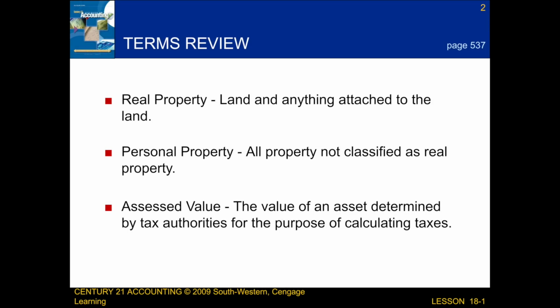Okay, so there are a few key terms that I'd like to go over before we start the accounting part of this lesson. So real property is land and anything attached to the land. Personal property is all property not classified as real property. And an assessed value is the value of an asset determined by tax authorities for the purpose of calculating taxes.